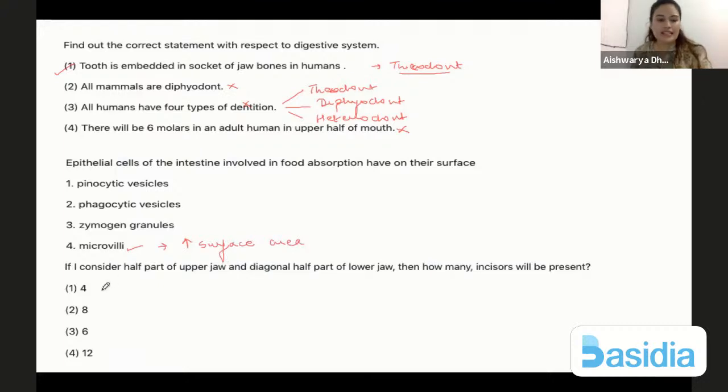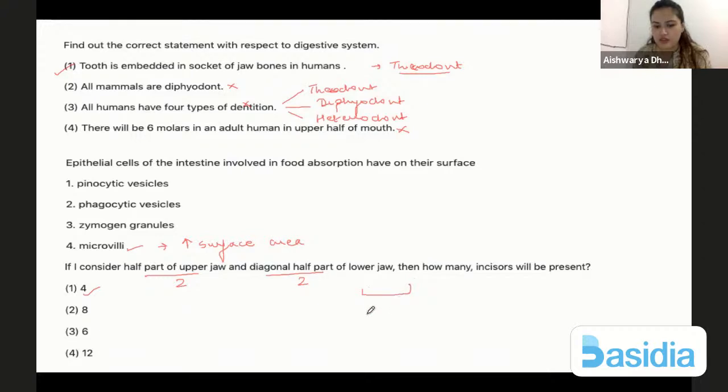Okay. Next is, if I consider half part of the upper jaw and diagonal half part of the lower jaw, then how many incisors will there be present? So if I'm only considering half part of the upper jaw, the upper half will have 2, and the diagonal half part of the lower jaw will also have 2. So total 4.